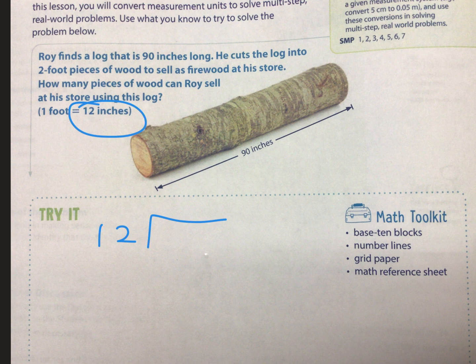Right. How to do the problem? Well, you're wanting to know, actually, you're not wanting to know how many 12s are in 90. You're wanting to know how many 24s are in 90. Right? So back up. I'm going to erase.